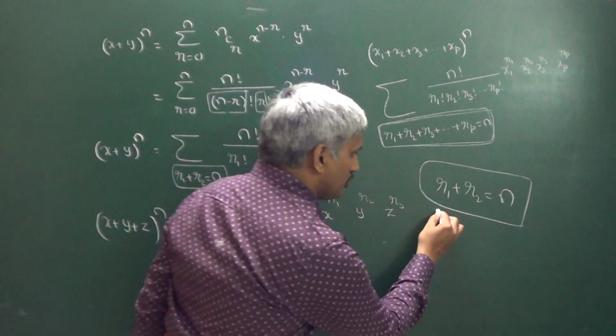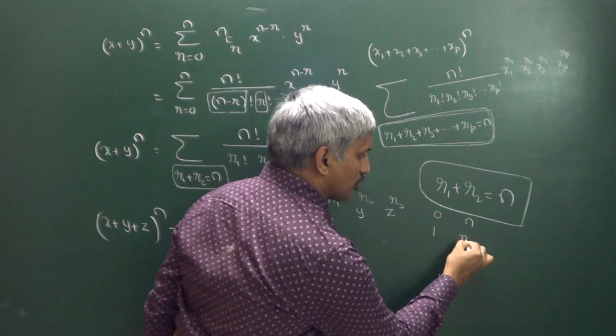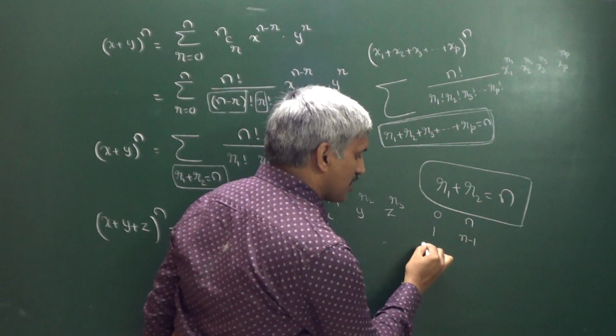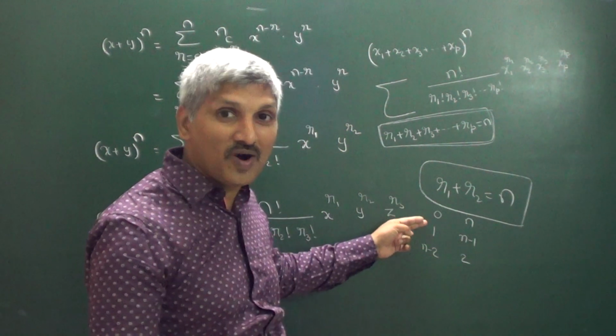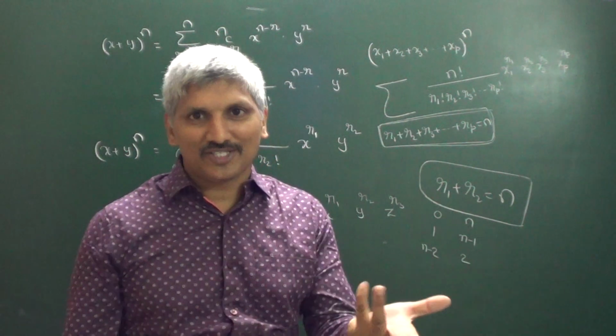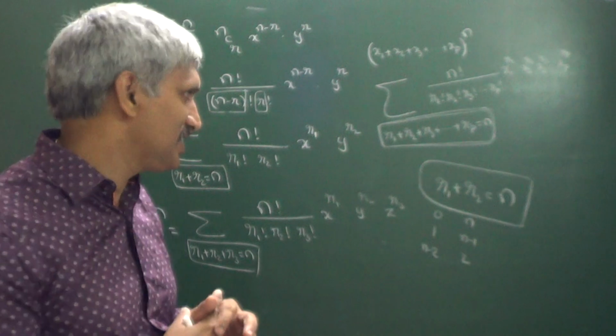Because here, if 0, then here we have to give n. Here 1, then here we have to give n minus 1. Here we are giving n minus 2, then we have to give 2 here. 0, 1, 2, 3 and so on. These are all non-negative integral solutions. That's what we are going to discuss now.